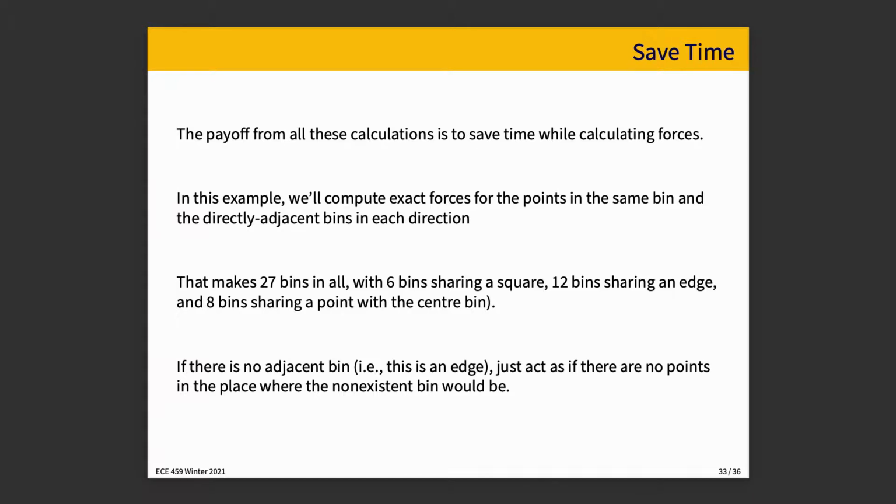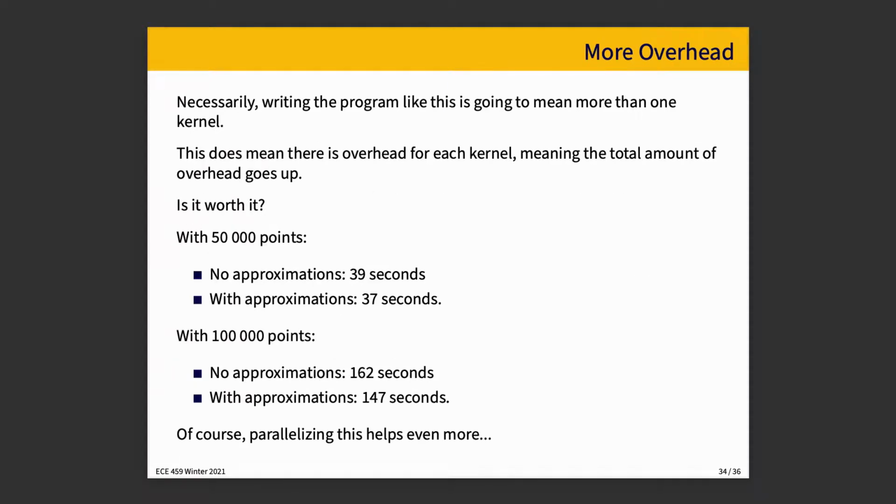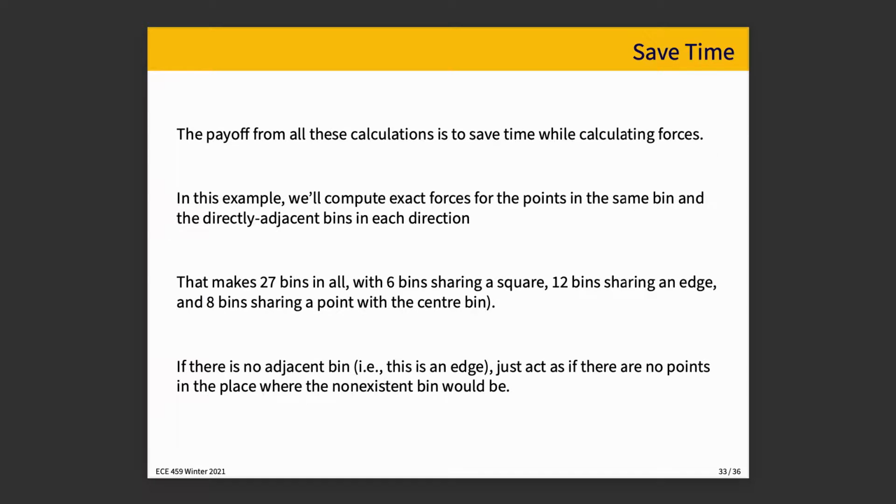We will compute exact forces for points that are in the same bin and then the directly adjacent bins in each direction. So there will be 27 of those. 6 bins share a square, 12 share an edge, and 8 bins share a point with the center bin. And if there are no adjacent bins, or we're at the edge of the map, we'll just pretend there are no points in the place where the non-existent bin would be. This does increase our overhead. There is going to be a little bit of extra work to doing this, but we'll find out if there is some benefit.